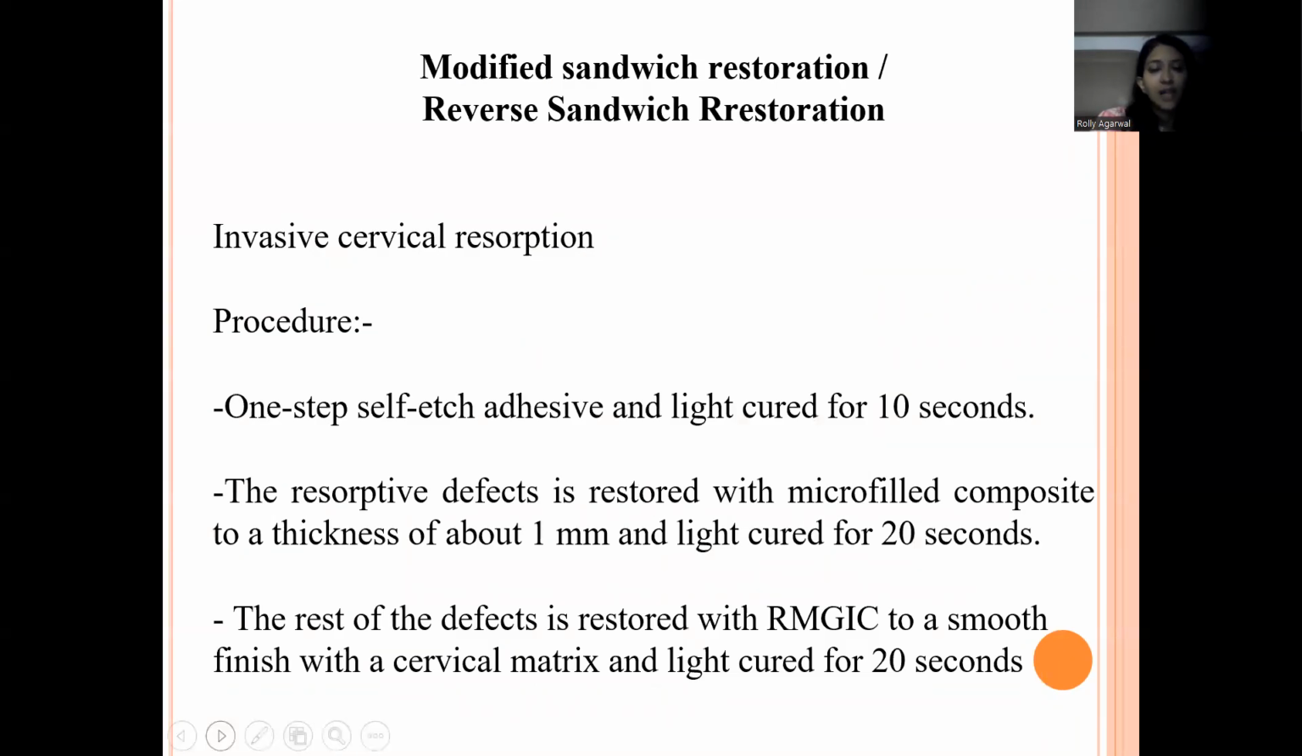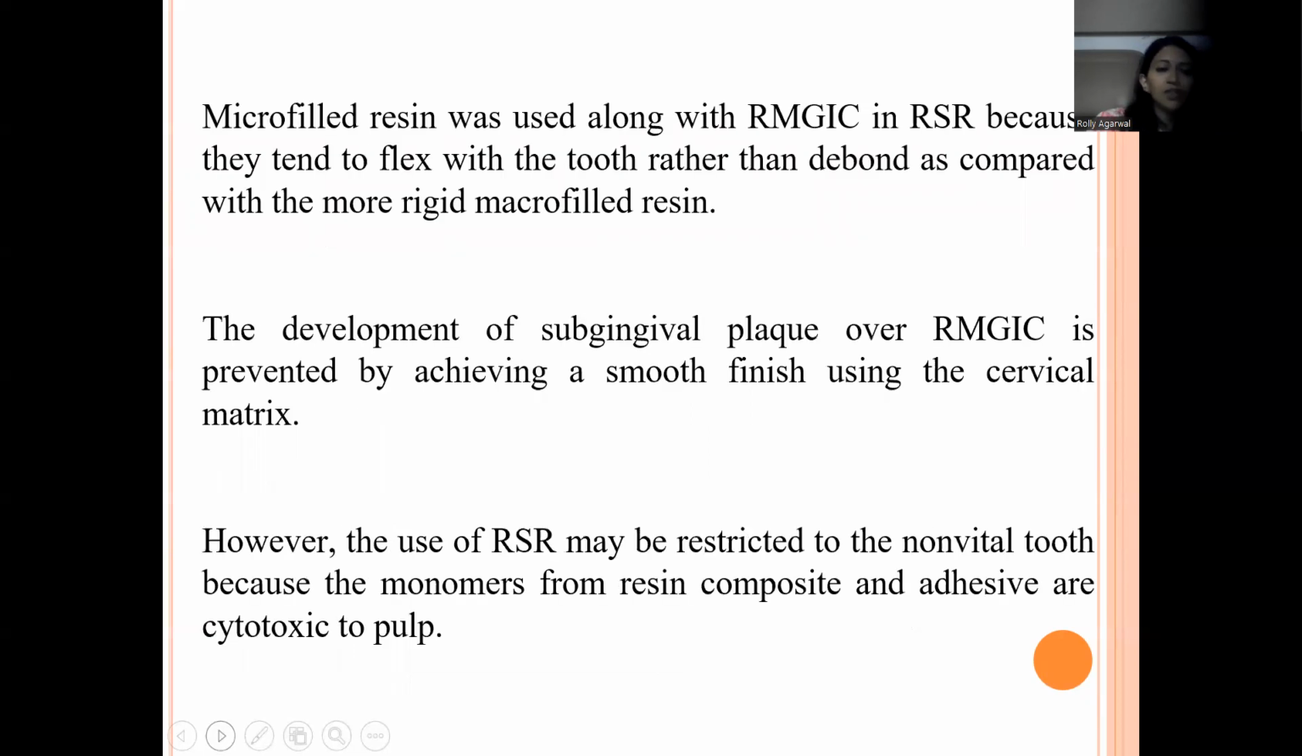You have now reverse sandwich preparations, which are used in cases of invasive cervical resorption. So what will be the difference? Instead of glass ionomer cement being the first layer, you'll have the microfill composite, and then you'll have the RMGIC on top of it. So this is a kind of reverse sandwich technique.